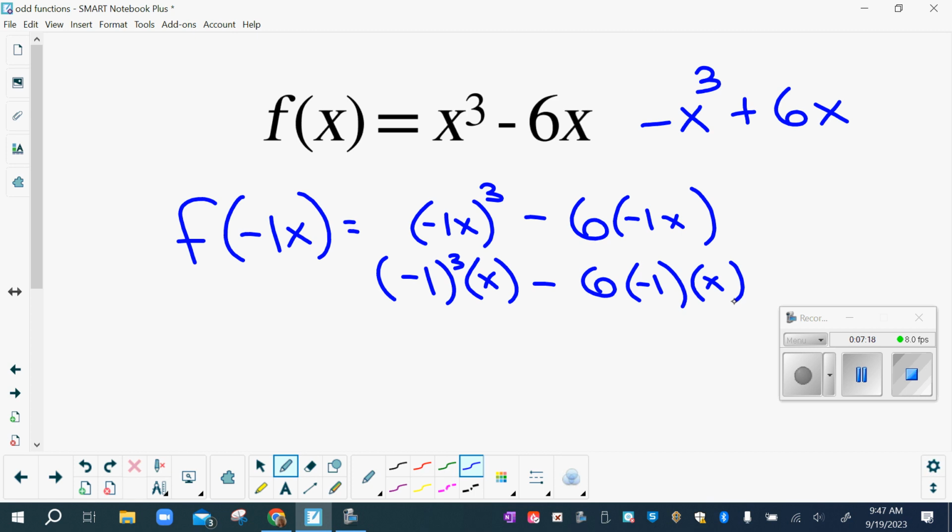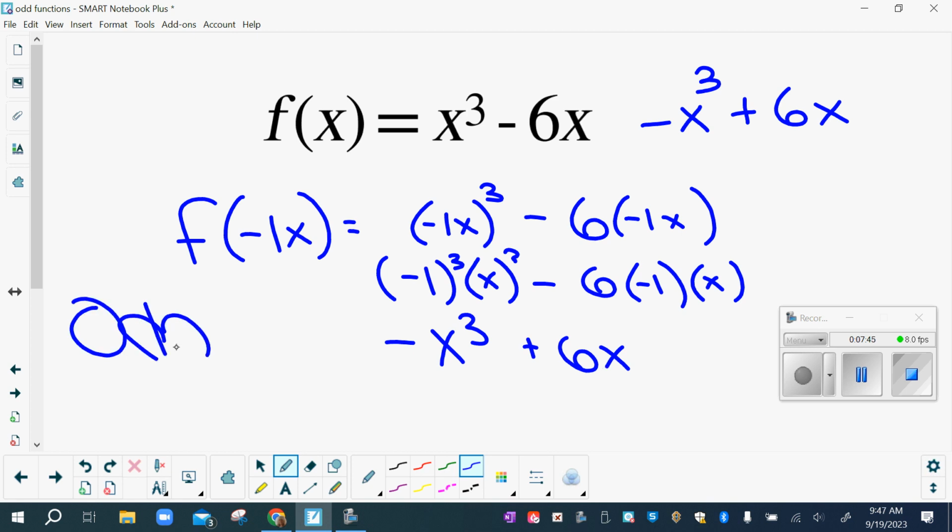So watch what happens here. Oops, I forgot the third there. I'm going to get -1 times -1 times -1 is -1 x to the third. Ooh, that's looking pretty good. That's looking pretty opposite. Negative and a negative is a positive. Look at that. He is completely opposite of that guy. His first number changed, his second number changed. He's completely opposite, so he is odd. That's what we're doing, right? Okay. We're good.